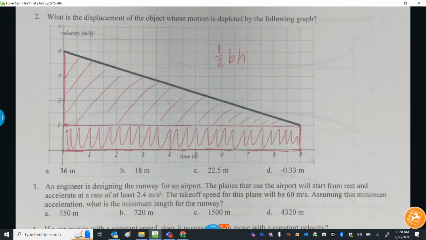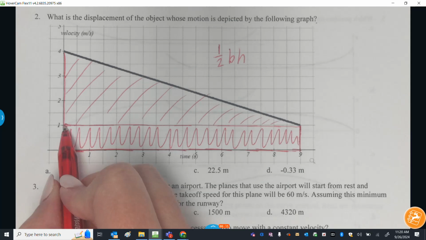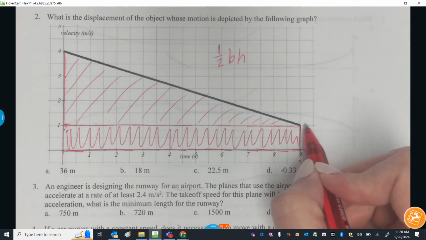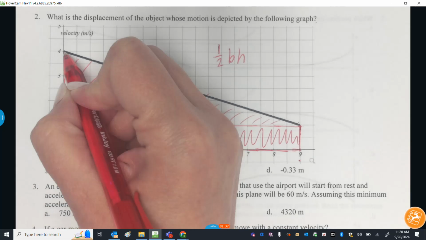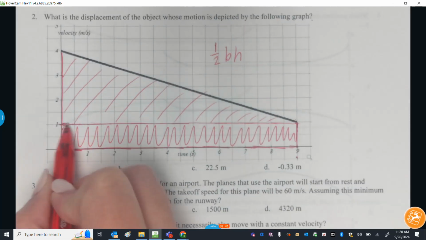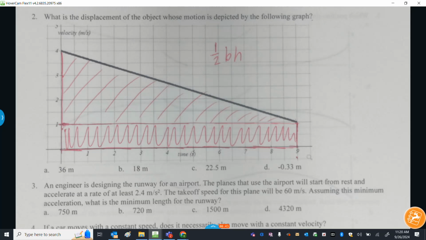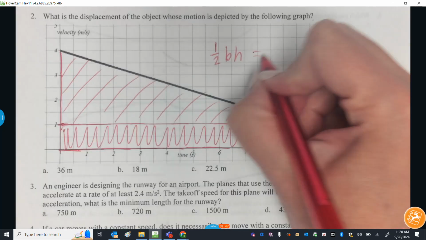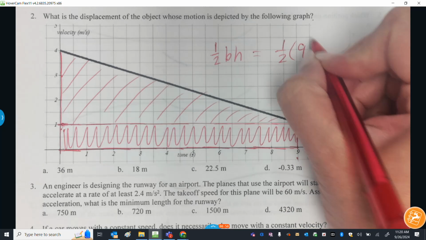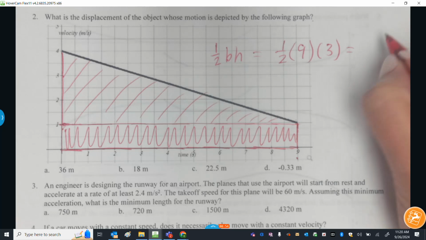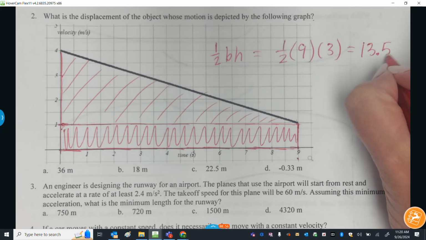All right, so 1/2 base times height. My triangle has a base that is 9 seconds, and it has a height of, well, it goes up to 4, but the height isn't 4 because my triangle starts at 1. So make sure that you're careful right here. The height of my triangle is 3. So this is going to be 1/2 times 9 times 3, okay, which is half of 27, which is 13.5.